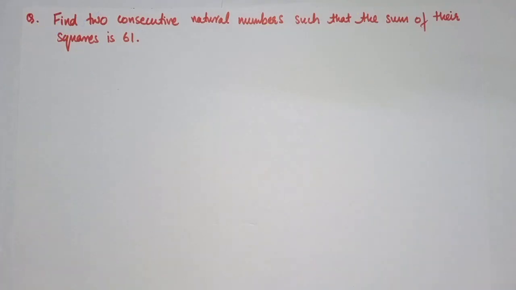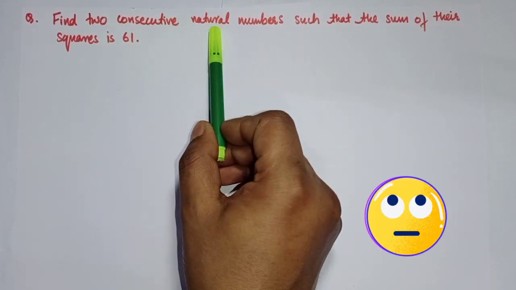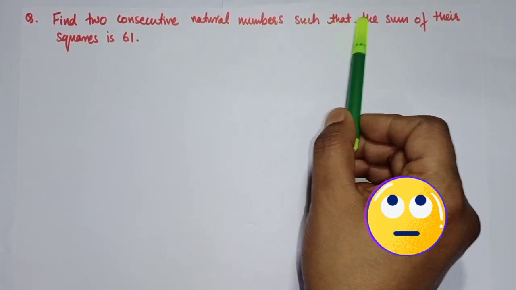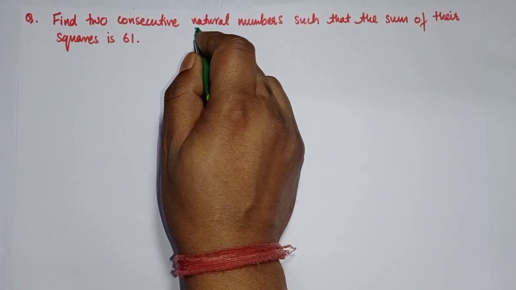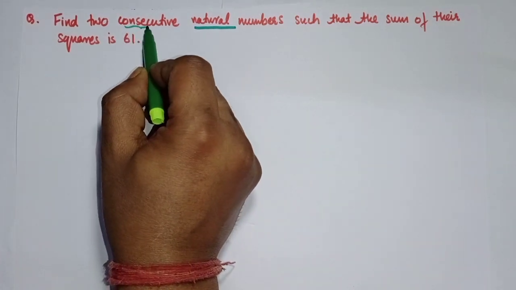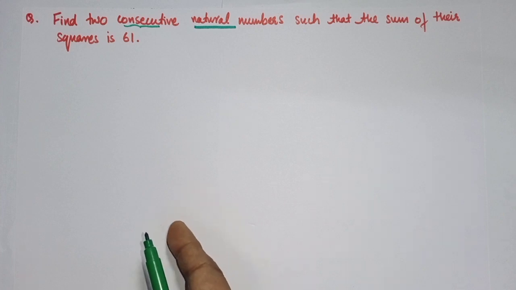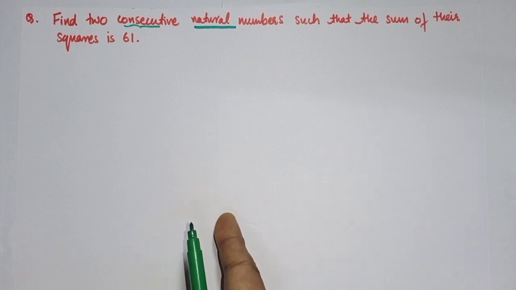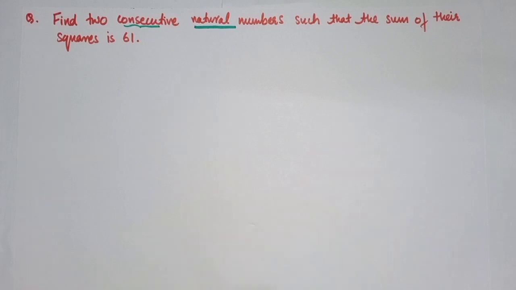In this question, we have to find two consecutive natural numbers such that the sum of their squares is 61. First, you can see natural numbers. Everyone knows that natural numbers are the counting numbers. Now what does consecutive mean? Consecutive means, suppose I have 2, what will be the consecutive of 2? 3. So what comes after that is called a consecutive natural number.